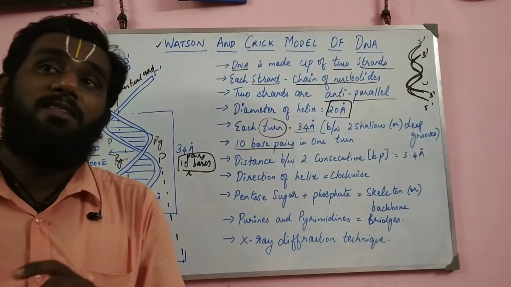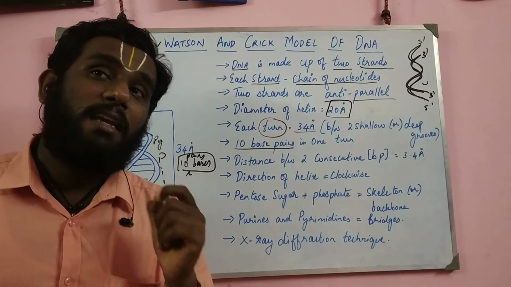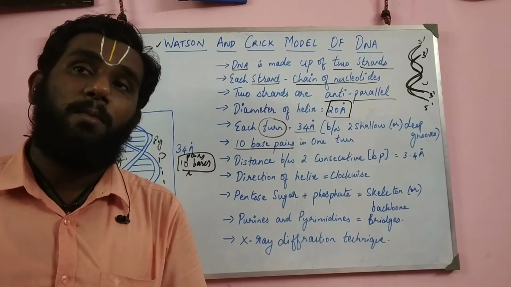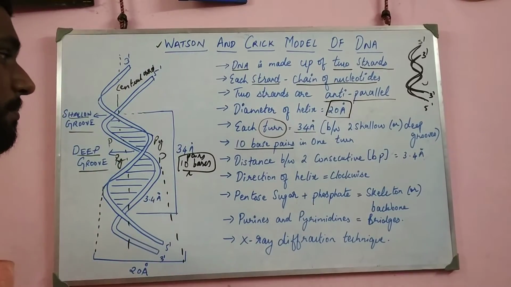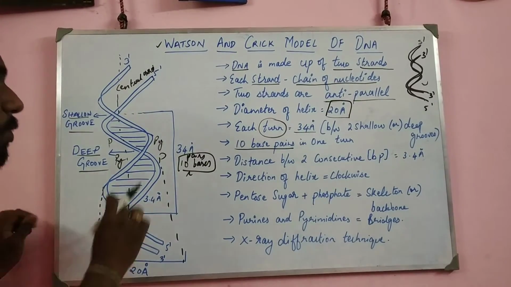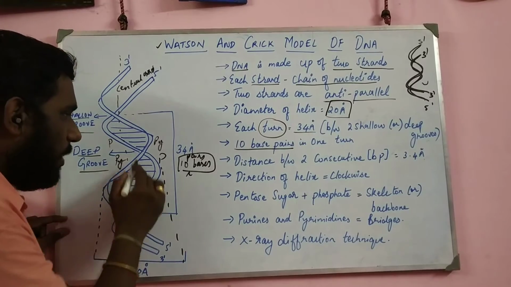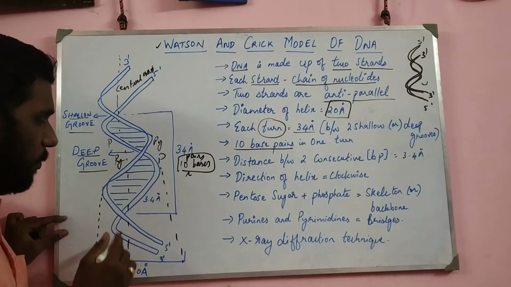So how are these bases bonded, and what is the significant rule by which these bases are bonded? All these things will be seen in the molecular structure of DNA. Now, the distance between two consecutive base pairs. I told you there are a total of 10 base pairs in one turn.